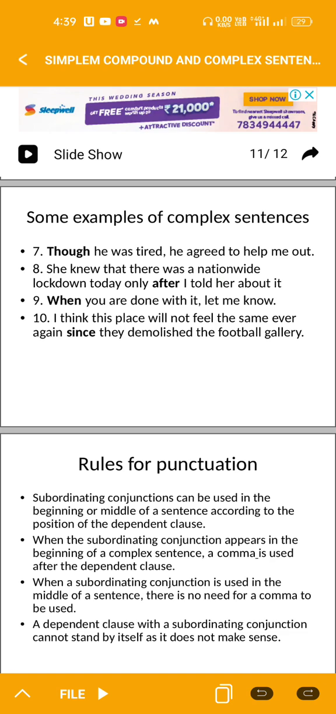So I hope you have understood. It is not that difficult. The only thing you need to take care of is coordinating conjunctions, that is FANBOYS, and then subordinate conjunctions. There are many, so you can just keep a list in your mind, that wherever you find the subordinate conjunctions, it is going to be a complex sentence.